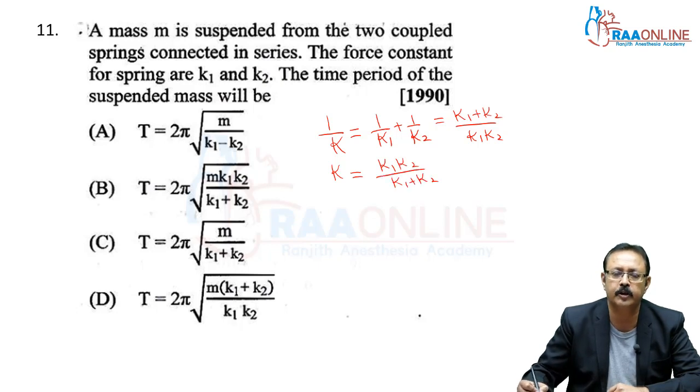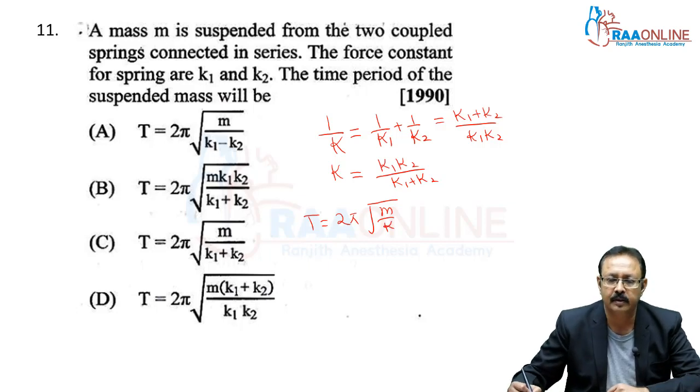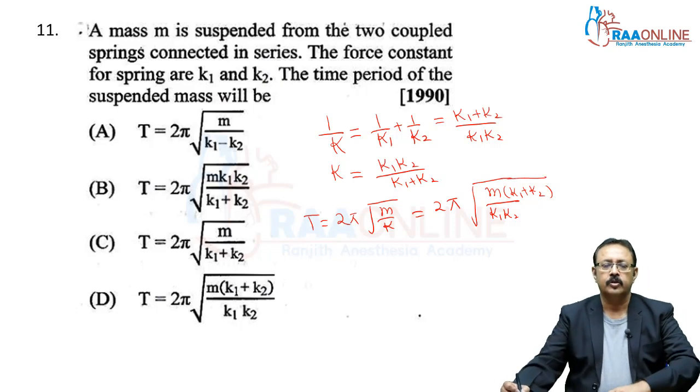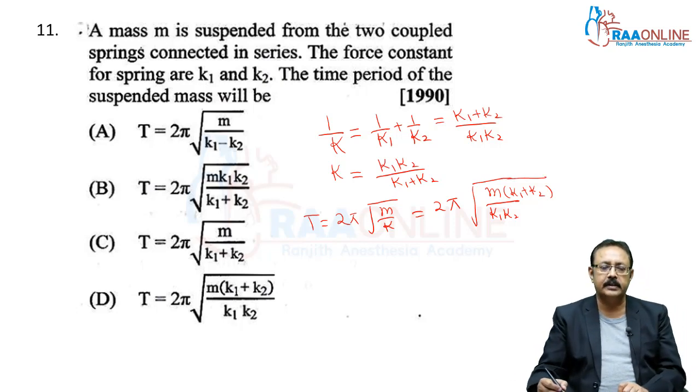What is the formula for the spring? Time period is 2 pi under root m upon k. In place of k we have to put this. So, what are we getting? 2 pi under root m upon k, where k means k1 k2 upon k1 plus k2. Take it in the numerator. So, what we are getting is written in option D.